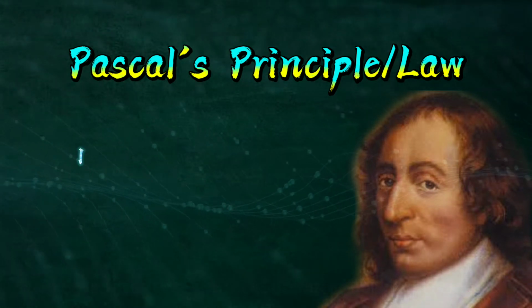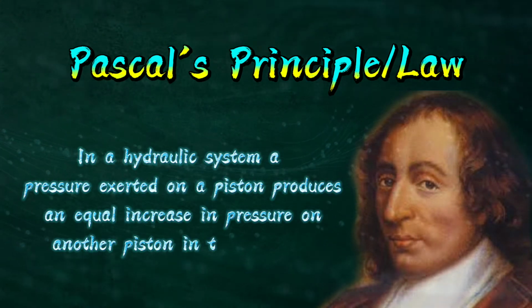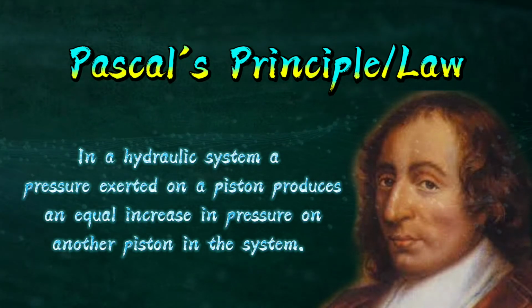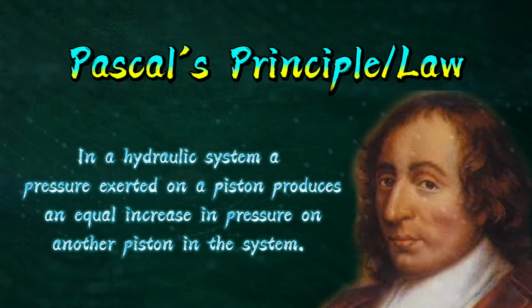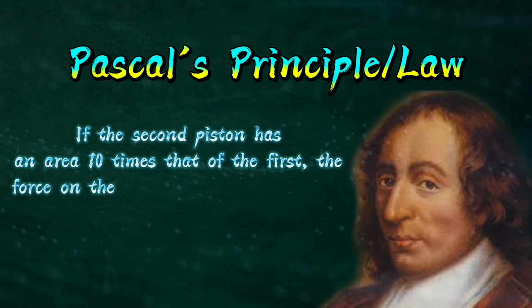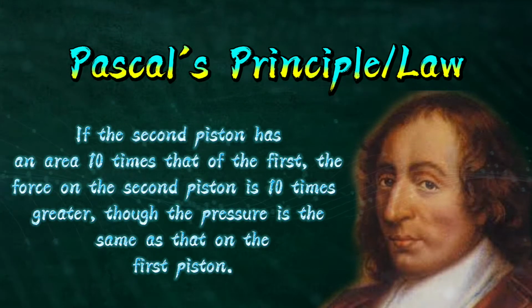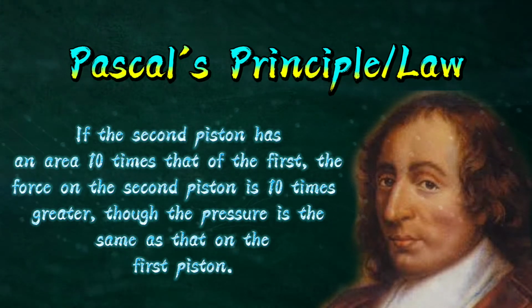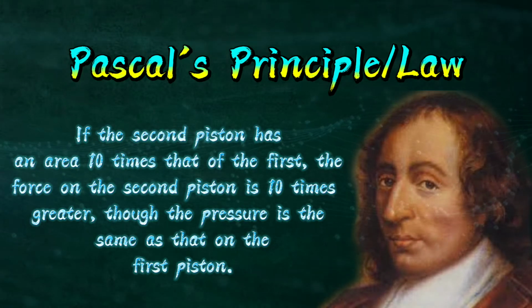According to Pascal's principle, in a hydraulic system, a pressure exerted on a piston produces an equal increase in pressure on another piston in the system. If the second piston has an area 10 times that of the first, the force on the second piston is 10 times greater, though the pressure is the same as that on the first piston.